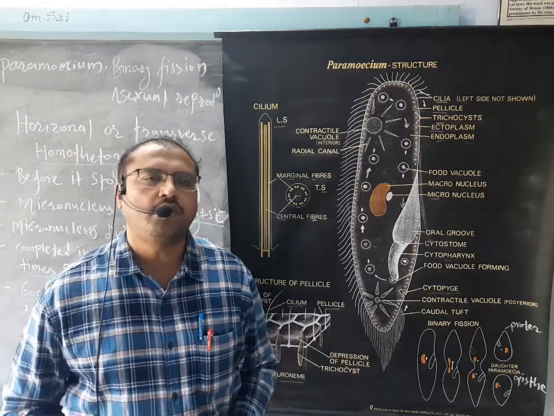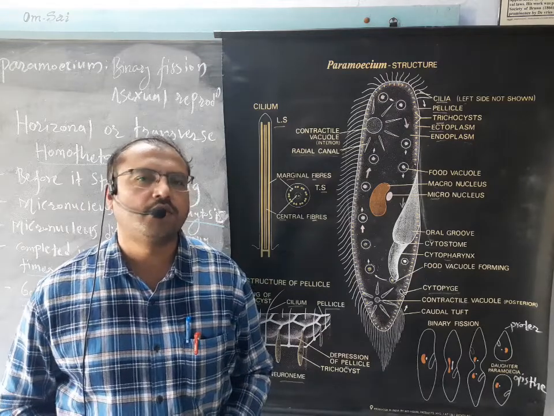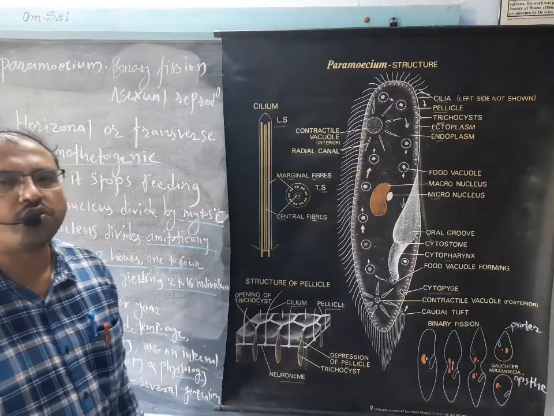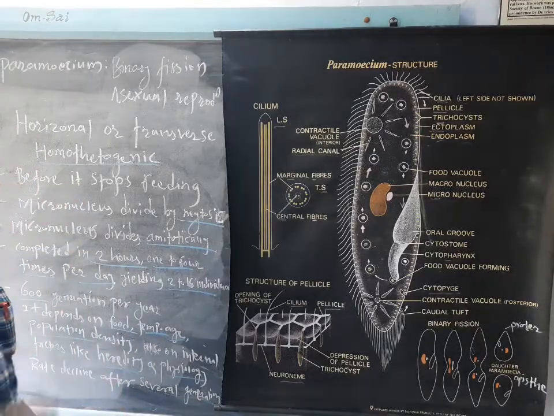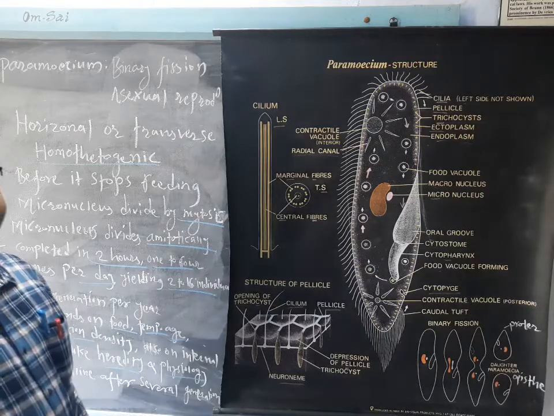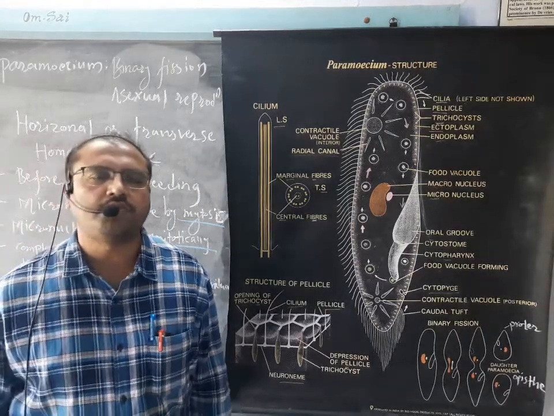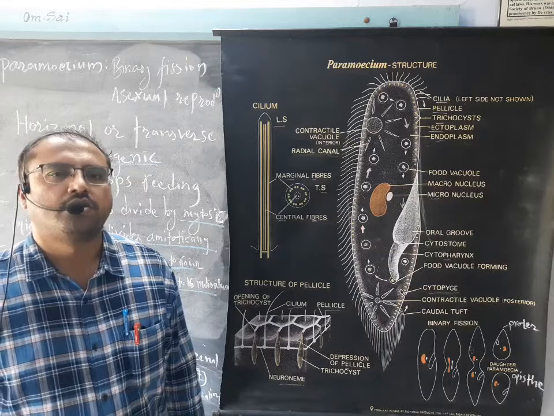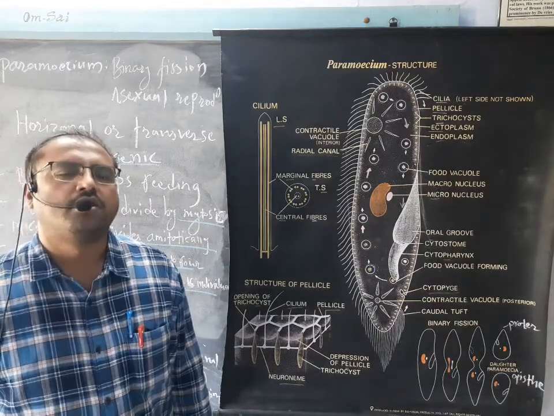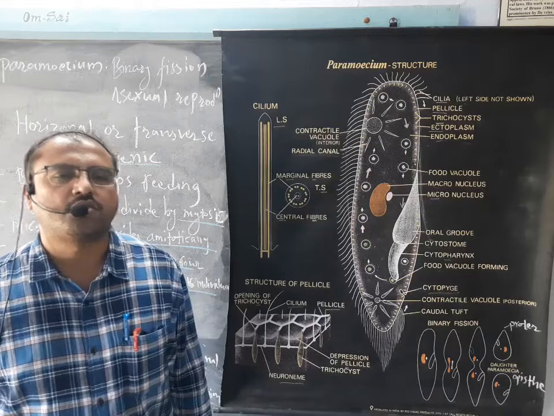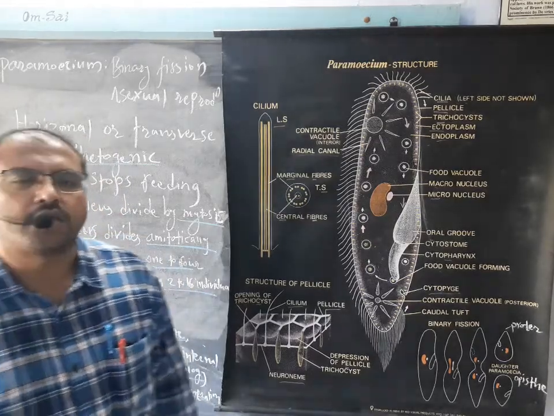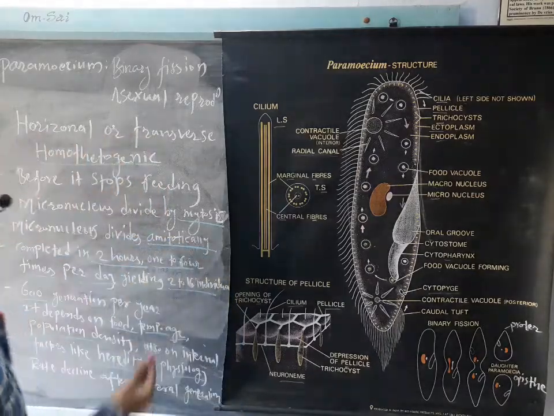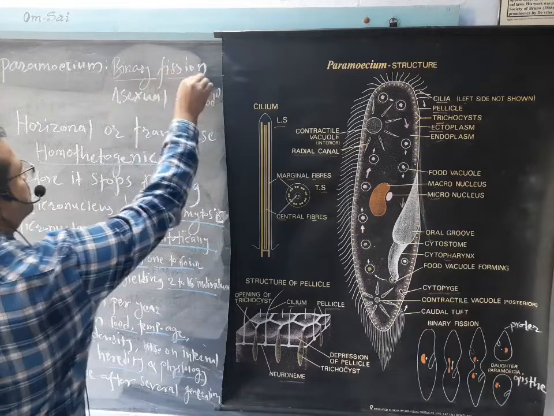Then let's start today's topic. Our topic is binary fission in Paramecium. As you know, Paramecium is a protozoan and a unicellular eukaryotic organism. It has two modes of reproduction, the processes by which it produces similar offspring just like itself, to sustain its progeny. One is called asexual reproduction and the other is called sexual reproduction. In asexual reproduction, we are going to deal with binary fission.